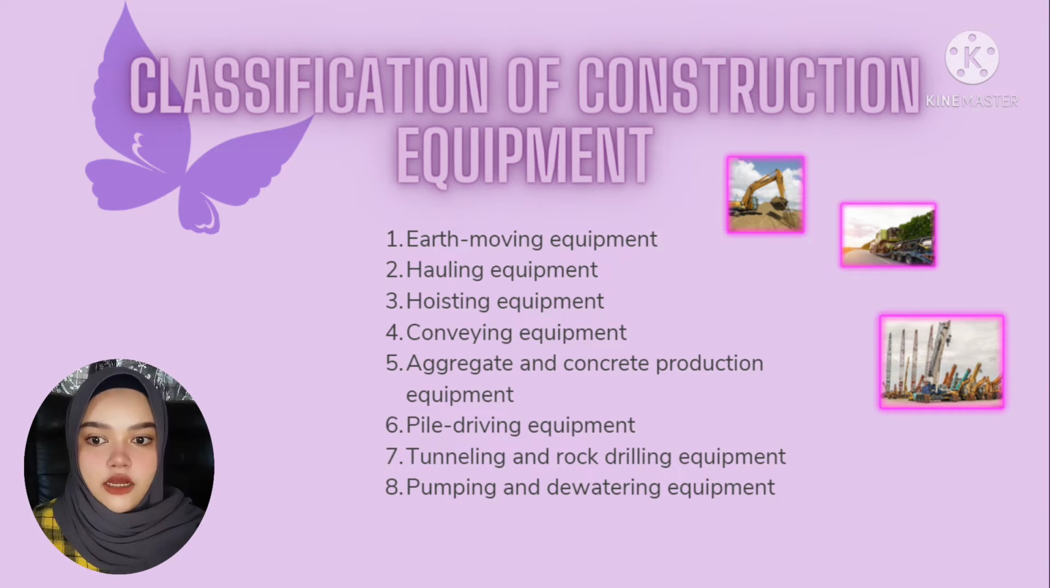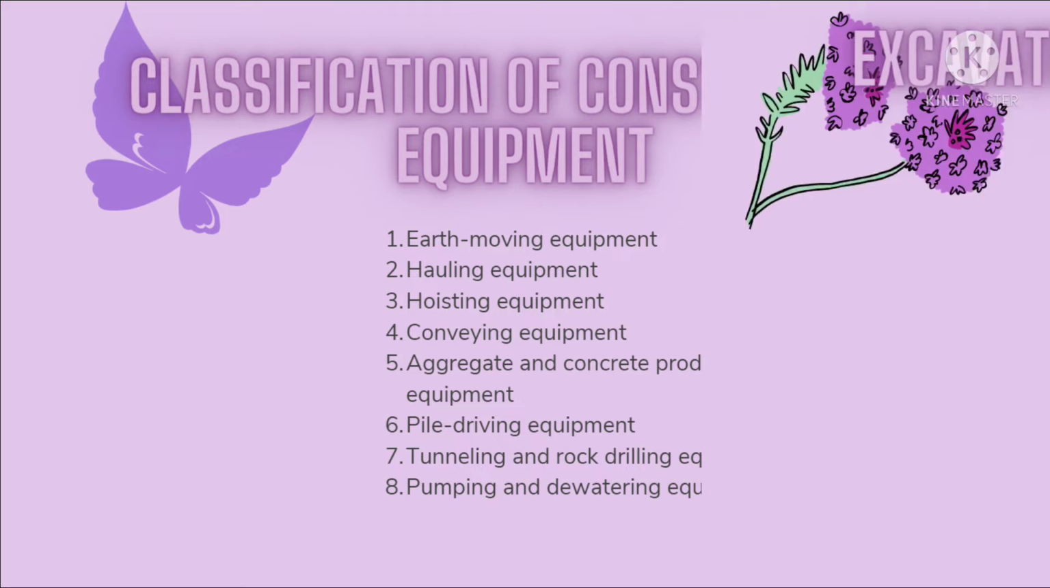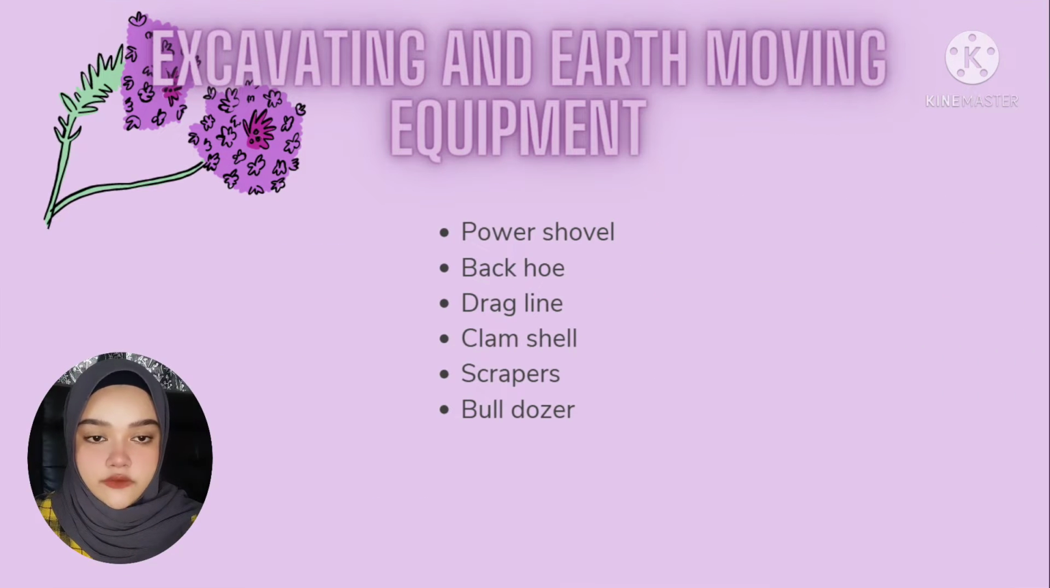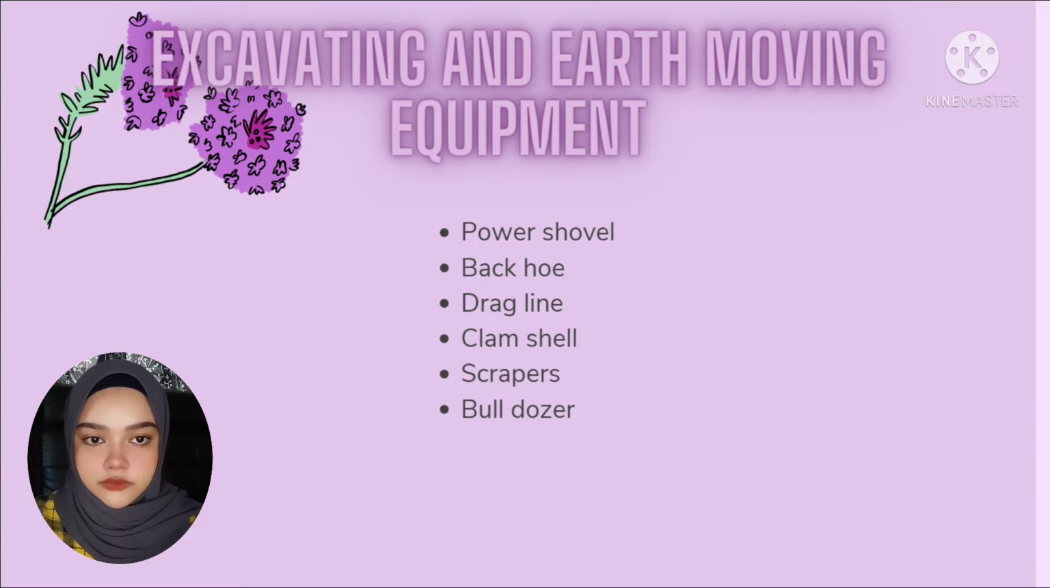It has 8 classifications of construction equipment, which are earth-moving equipment, hauling equipment, hoisting equipment, conveying equipment, aggregate and concrete production equipment, pipe drawing equipment, tunneling and rock drilling equipment, pumping and dewatering equipment. First, we're going to see the excavating and earth-moving equipment. It has power shovel, backhoe, drag line, clamshell, scrapers, and bulldozer.